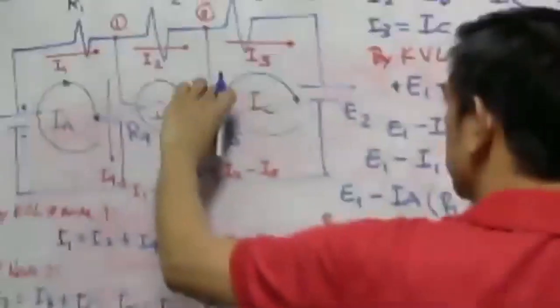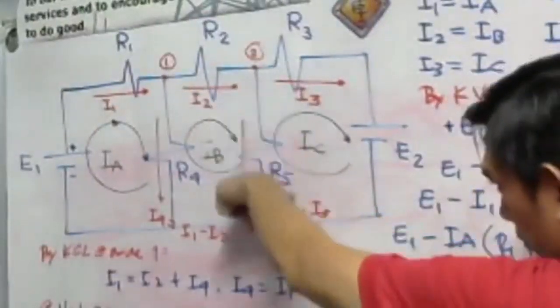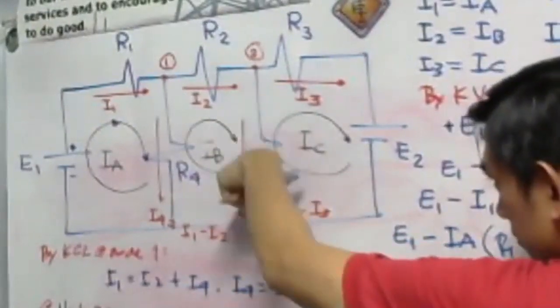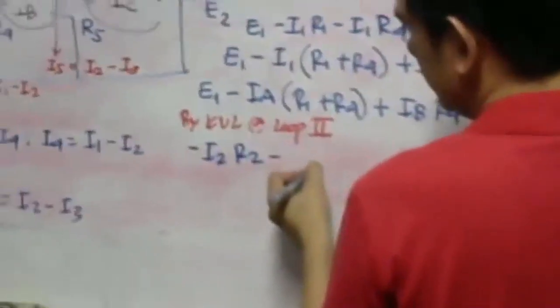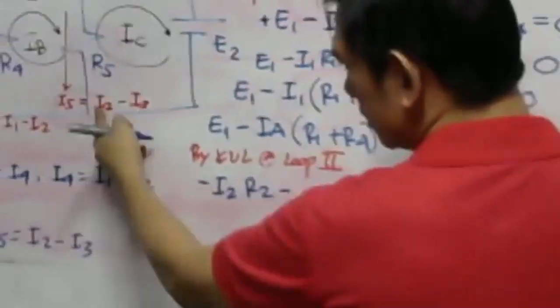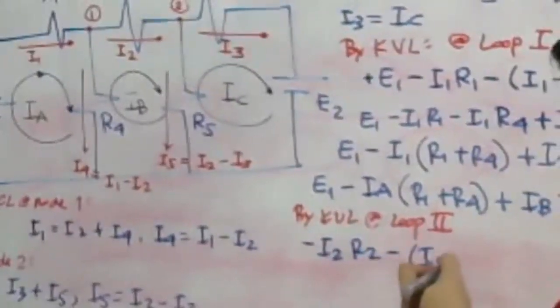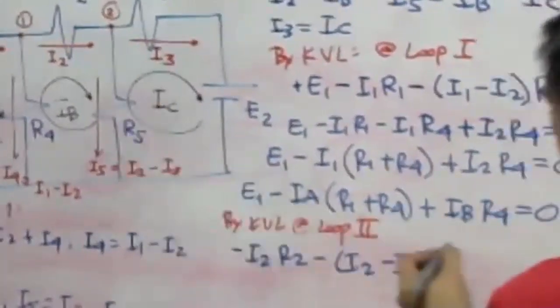What about the voltage drop at R5? So, I5 is going downward. The circuit tracing is also going downward. Downward, downward. So, one direction, one line. Minus. So, we have here our I sub 2 minus I sub 3, multiplied by R5.